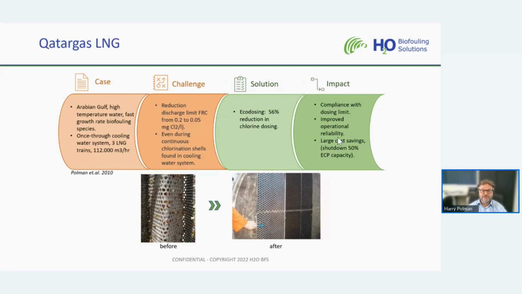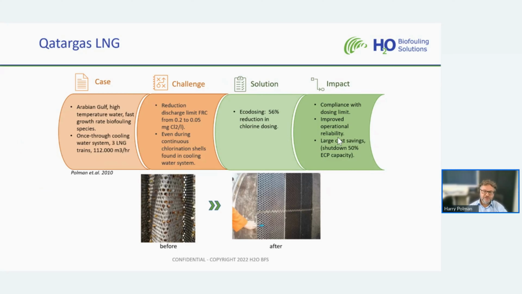Another example is in the Middle East, Qatargas LNG. It's an LNG plant in the north of Qatar, at Ras Laffan. They were challenged by the Ministry of Environment back in 2005 to reduce the discharge concentration from 0.2 to 0.05 milligrams per liter of free residual chlorine. Before 2005, they had continuous chlorination, but still they found shells in their system. So continuous chlorination was again able to reduce biofouling, but not mitigate it.